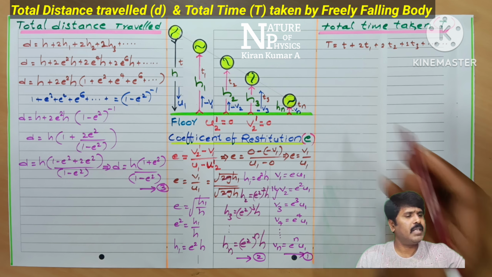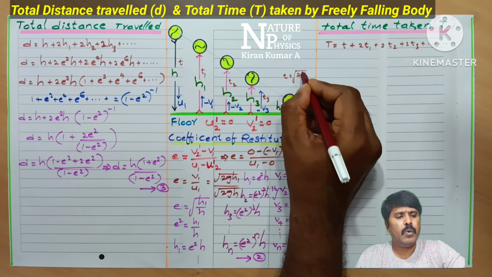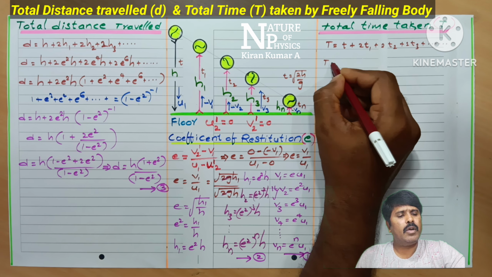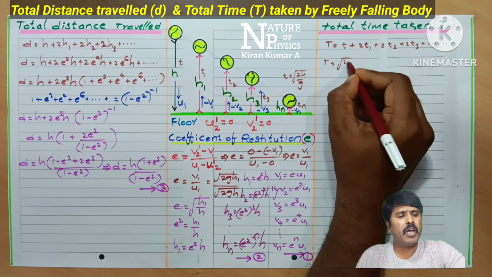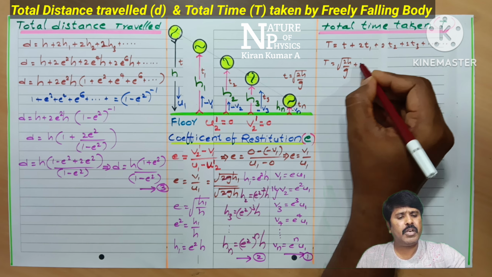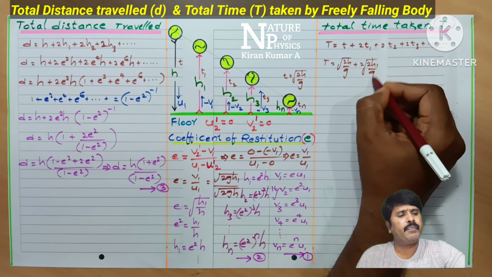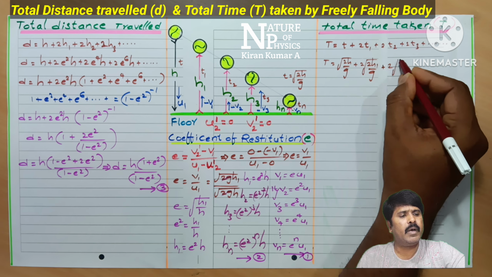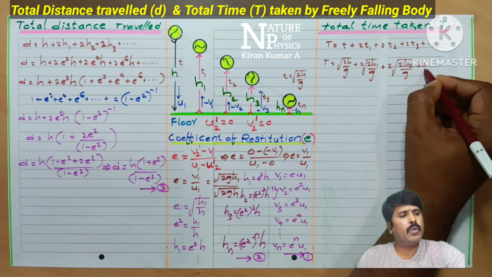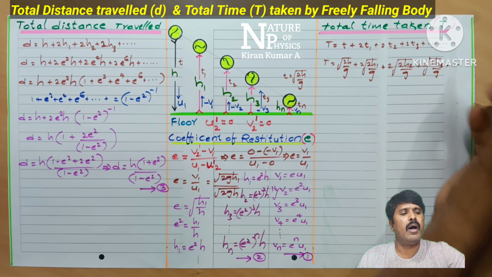and t1, t2 values replacing here the basic equation for t, which is equal to root over 2h by g, student. So t, which is equal to small t is root over 2h by g, see from the first, and next one, first rebound's height is 2 into root over 2h1 by g plus 2 into root over 2h2 by g plus 2 into root over 2h3 by g, student, up to so on.